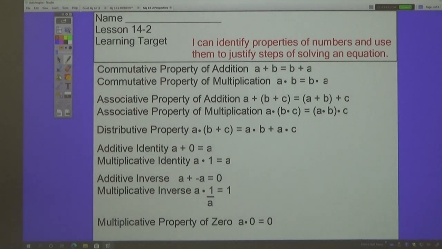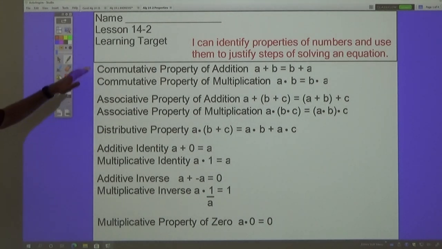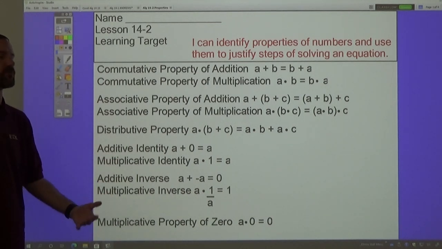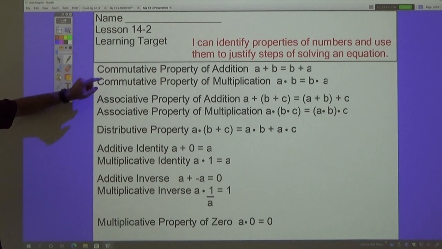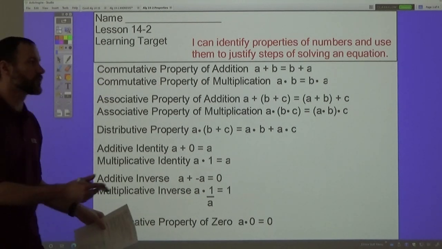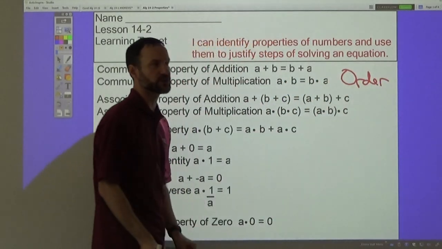All right, 14.2 are properties of numbers. You're going to have some matching in this, and we'll do some examples of matching. There's a bunch of different properties. They love these as multiple choice questions on your Regents exam. Commutative property. What the word commutative means is commutative switches the order of the numbers. All right, commutative switches the order.